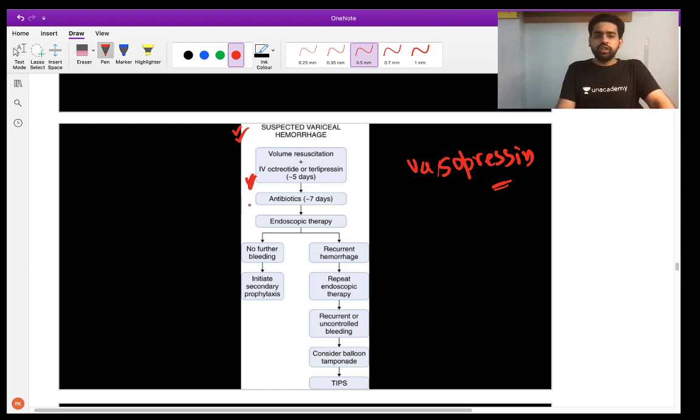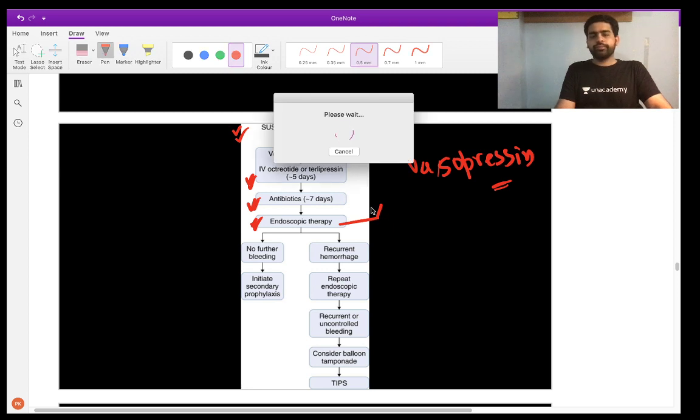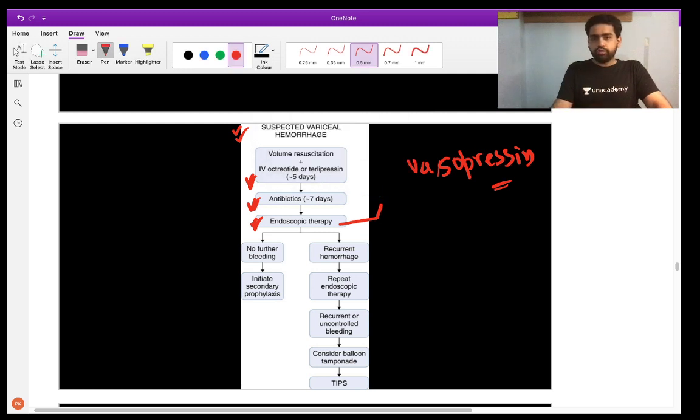Then you will start the patient on antibiotics, that is fine, and then you will go for an endoscopic therapy. So what endoscopic intervention are you looking for here? Endoscopically, you have to go for band ligation. I'm really sorry, my pen is acting really weird. So we can go for a band ligation, or we can go for sclerotherapy.